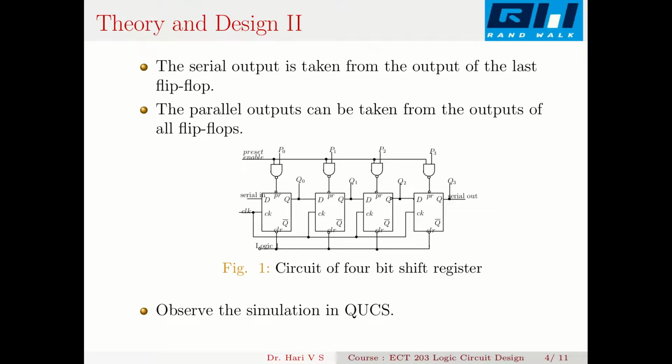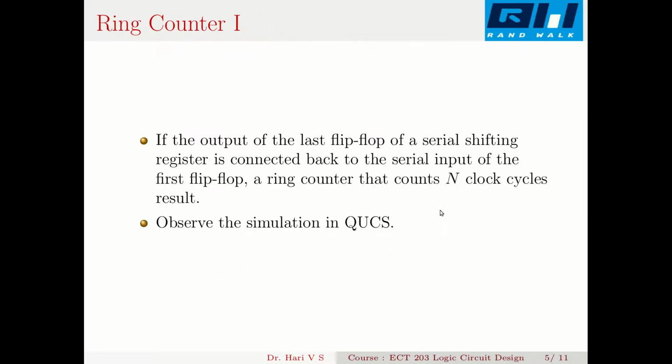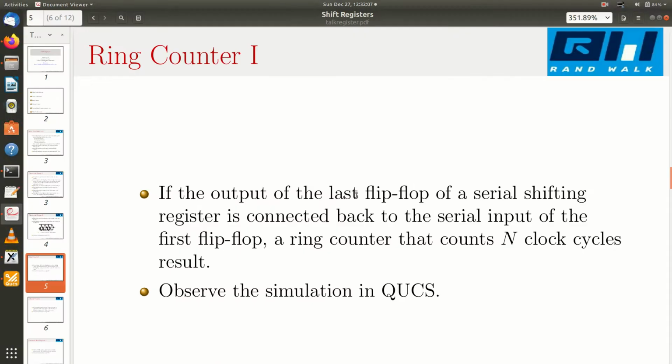Suppose I start with 1000. Then after one shift, this 0 will appear here, so the next count will be 0100, the next count will be 0010, the next will be 0001, and the last will be 1000 again, that way. Okay, that's a primitive counter. Nobody uses this kind of counter. People use ripple counters or synchronous counters, but this is a primitive kind of ring counter. So I will show you the simulation in QUCS.